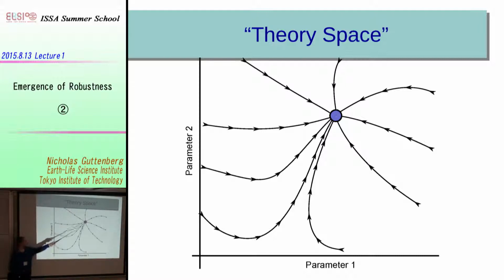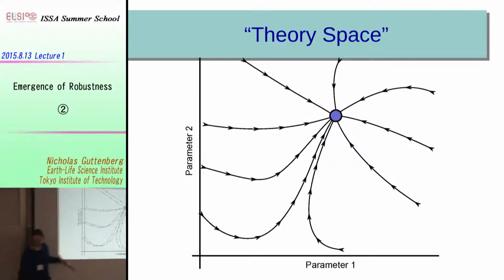And in this particular case, this fixed point is an attractor, in that trajectories from nearby converge on the point rather than going away from the point. So if I'm not on the point, I move closer to it. If I'm on the point, I don't go anywhere.